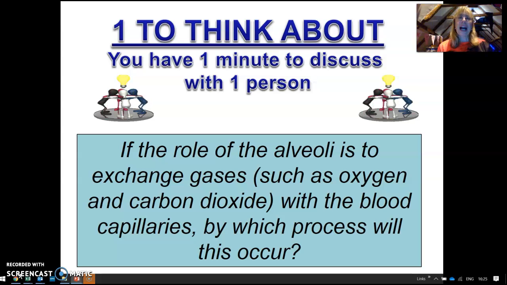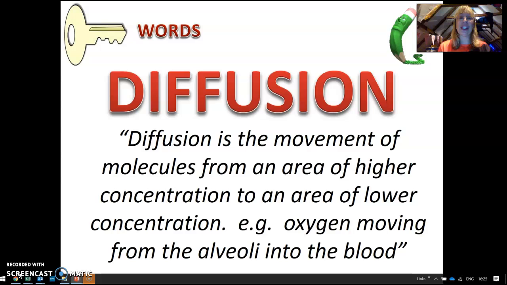So I mentioned this word already. Let's see if you can answer this. If the role of the alveoli is to exchange gases with the blood capillaries, by which process does this occur? Can you remember the name of the process? Well done. Diffusion. And I hope you can remember this. This is a very important keyword from topic 1. Don't let diffusion cause you confusion. The particles go from high to low. So it's the movement of particles from an area of high concentration to an area of low concentration.